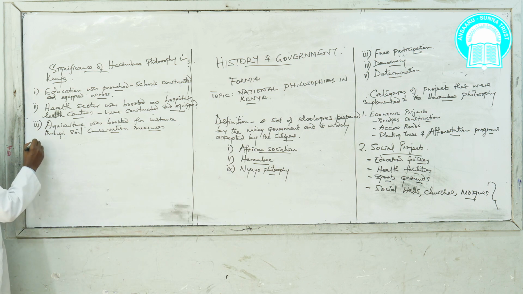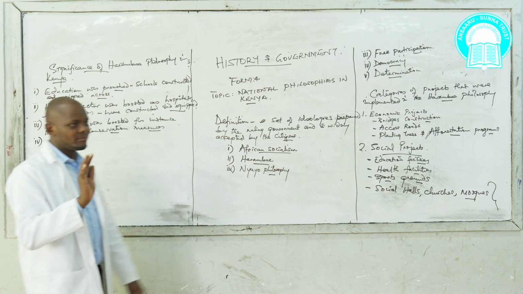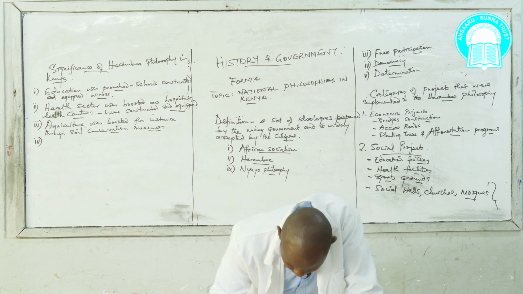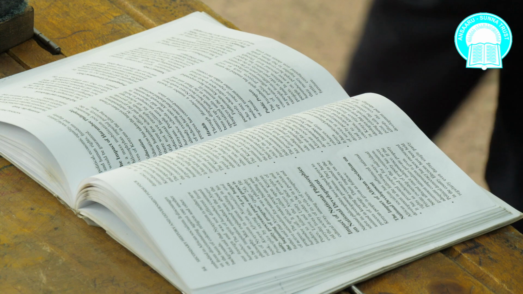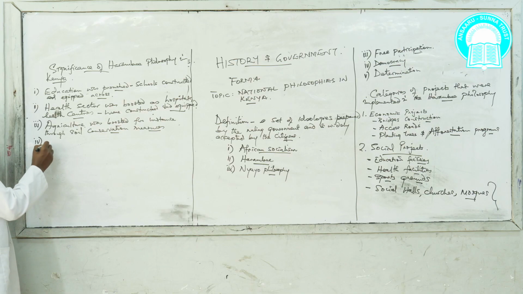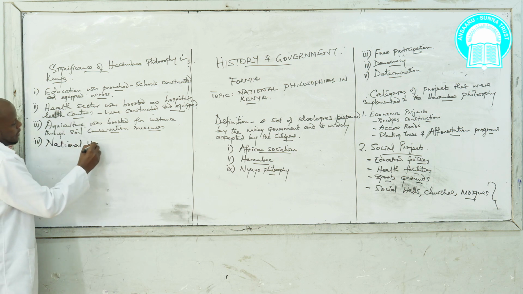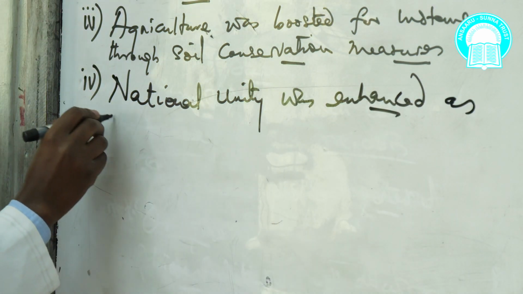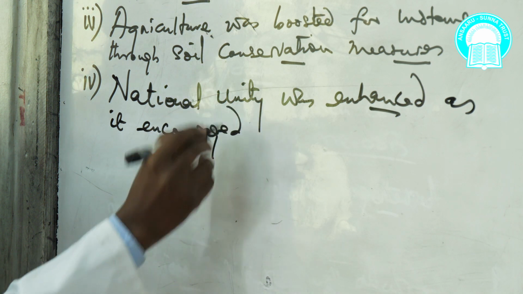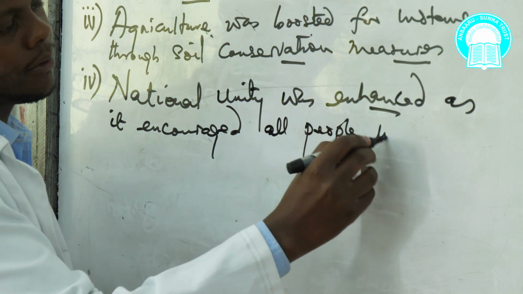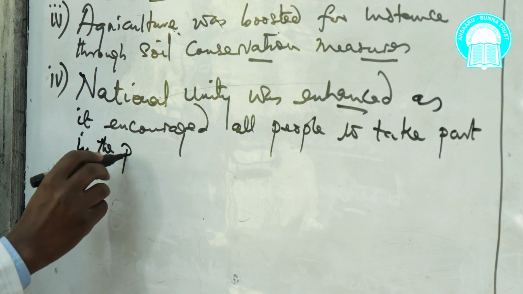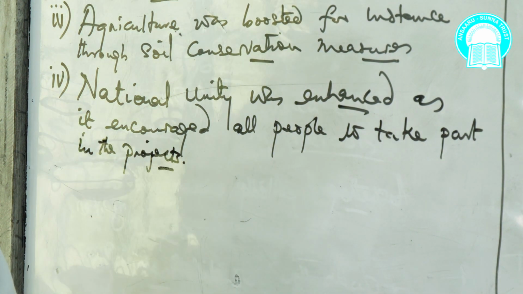Another one. Harambee encouraged the concept of national unity. National unity was enhanced as it encouraged all people to take part in the projects. So at the end of the day, Kenyans became more integrated.